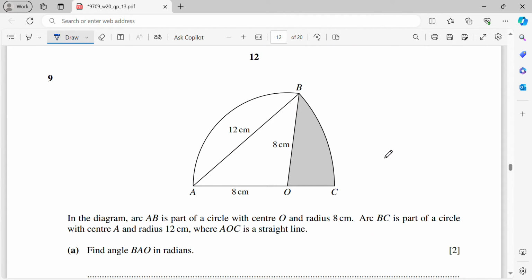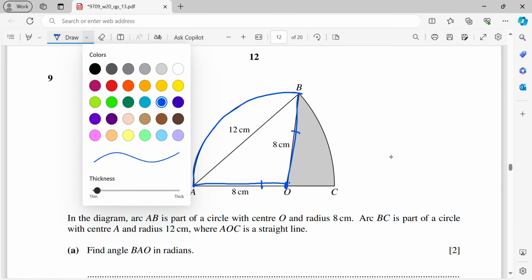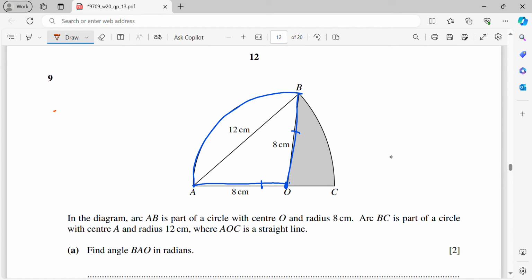Alright, now let's move on to question number 9. In the diagram, arc AB is part of a circle with center O and radius 8. So arc AB, center O. That means this is the sector. These two are the radius. Now arc BC is part of a circle with center A and radius 12. So here is another arc, center A.